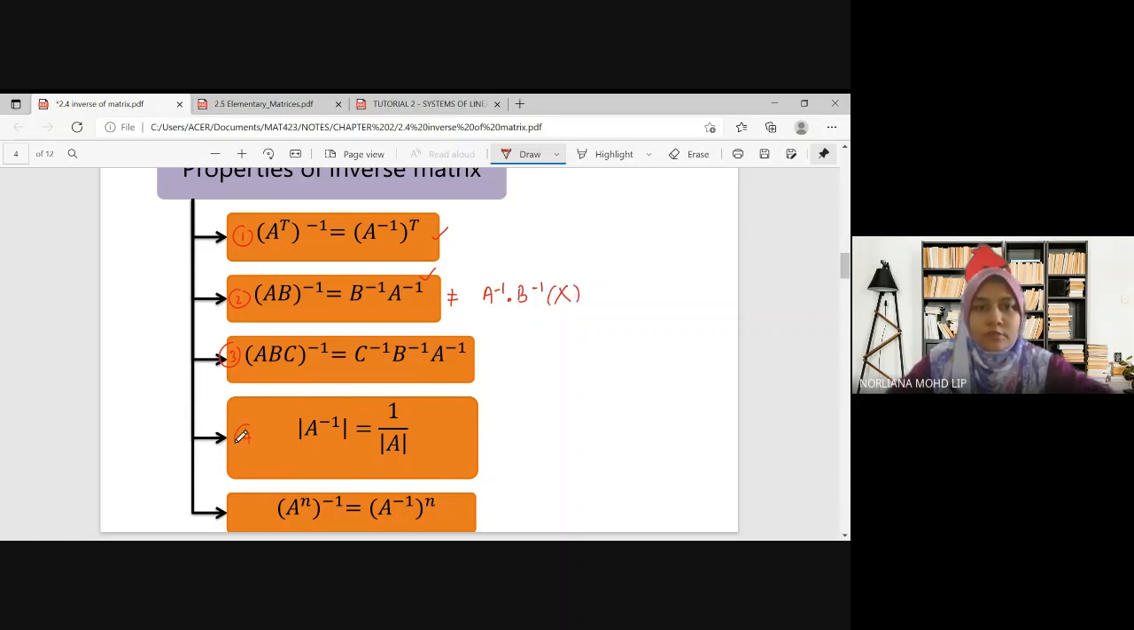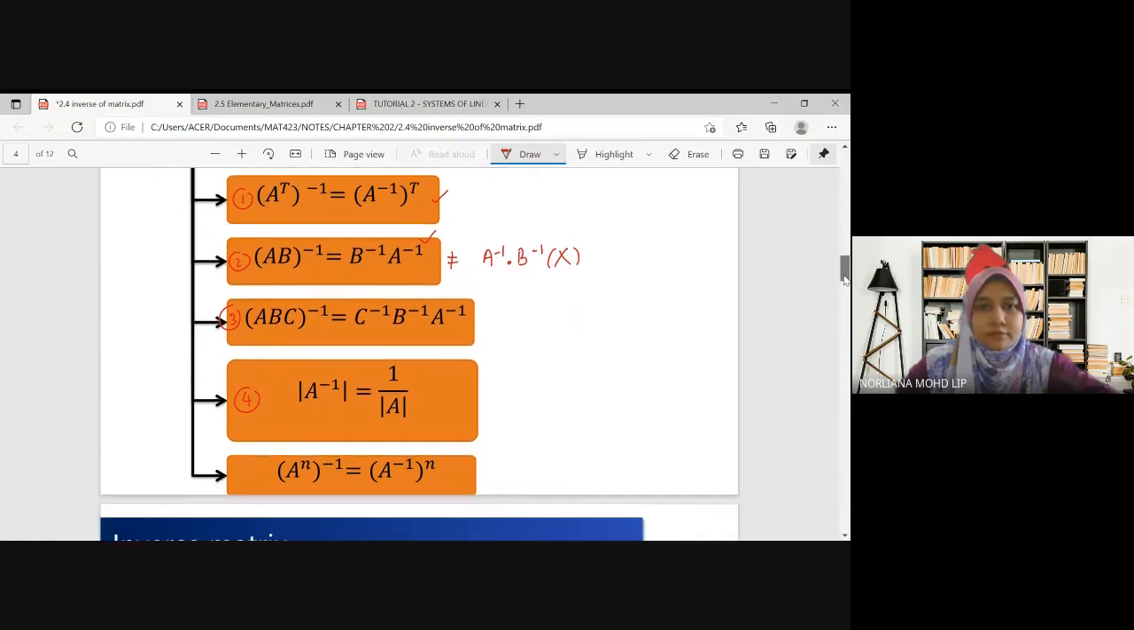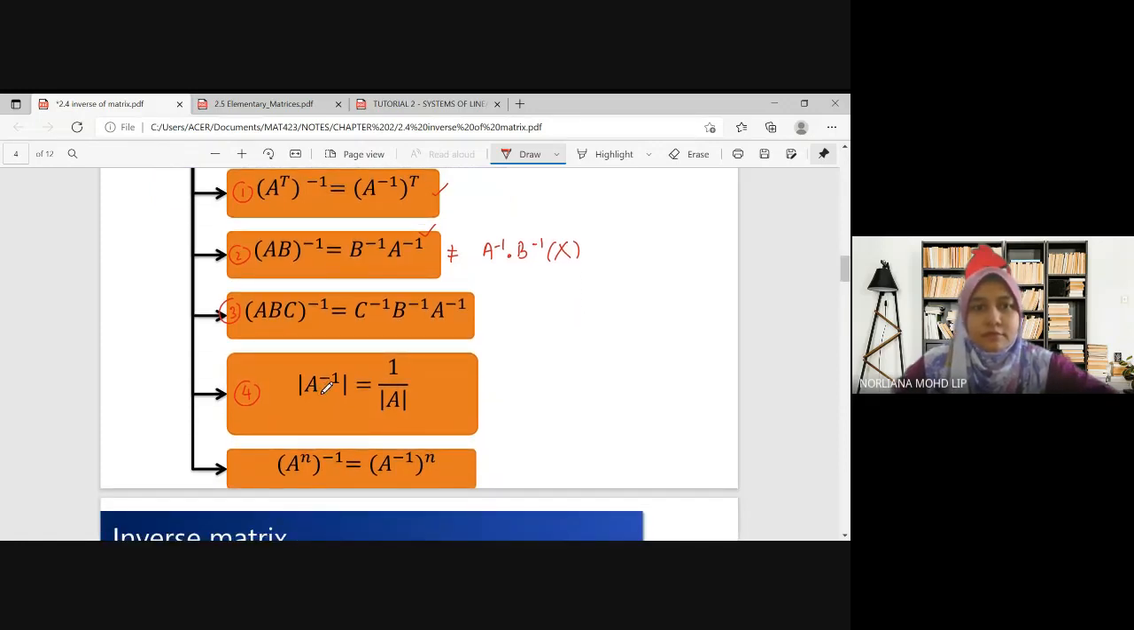Okay, number 4. The determinant of A inverse is equal to 1 over the determinant of A. Okay, this is the determinant. Actually, we will learn these topics of determinant in chapter 3 lah. It's equal to 1 over determinant of A.